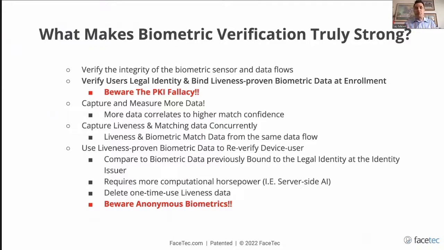Another thing you have to do is capture and measure as much data as you can. That's why at FaceTech we like 3D, because we can capture orders of magnitude more data, and that correlates to higher match confidence. You want to capture liveness and matching data concurrently. I like to say you want to have the data wound together, right? Well, here's the thing about face matching: the camera captures both the liveness data and the matching data. If you use face-based liveness, it comes from the same data flow.